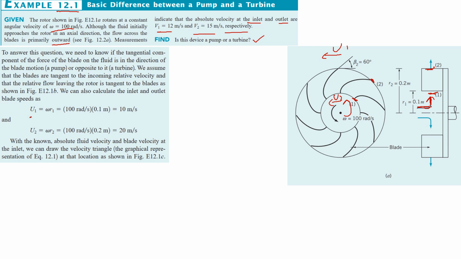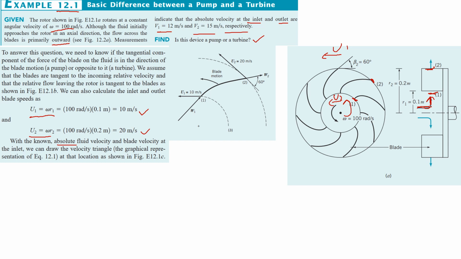This is the rotor velocity at the inlet and the outlet, calculated by using these two formulas. With the known absolute fluid velocity and the blade velocity at the inlet, we can draw the velocity triangle, the graphical representation of which is given right here. That is at the inlet and that is at the outlet. The smaller radius is taken as the inlet, and the larger radius is taken as the outlet. We have assumed that the relative velocity is tangent to the blade profile both at the outlet and inlet, and we have our blade velocity in this direction at the outlet and at the inlet.